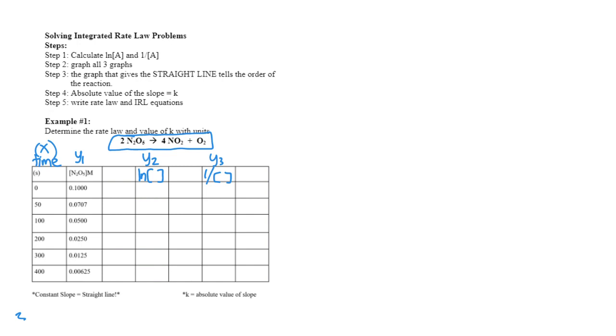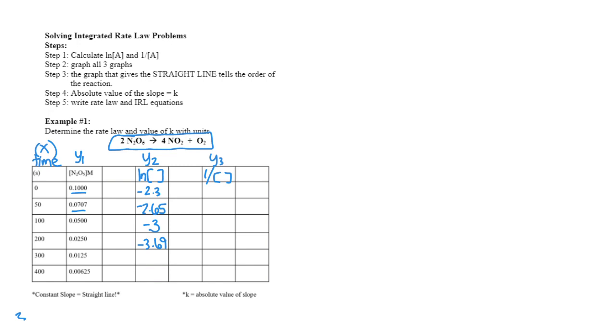Okay, so if I natural log all of these values, when I natural log 0.1, that's going to give me negative 2.3. Natural logging 0.0707, I get negative 2.65, and then I get negative 3, and then negative 3.69. Usually, 4 points is going to be enough for us to be able to figure out what our graphs look like. So we'll go ahead and stop there.